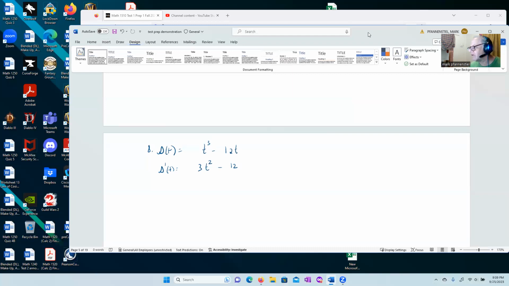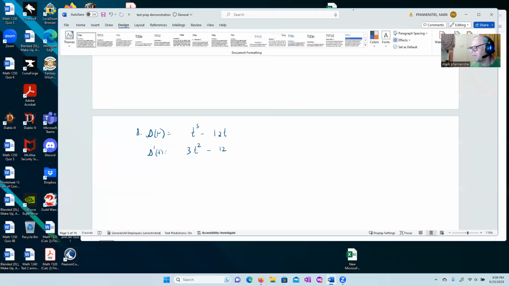Let's see, what is the acceleration? So we need s double prime of t. That's just going to be 6t. 12 is a constant, so under the derivative, that is 0. It says, what's the acceleration when the velocity is 0?